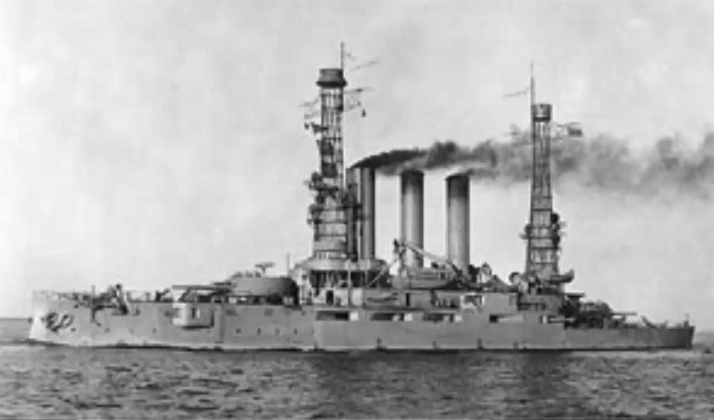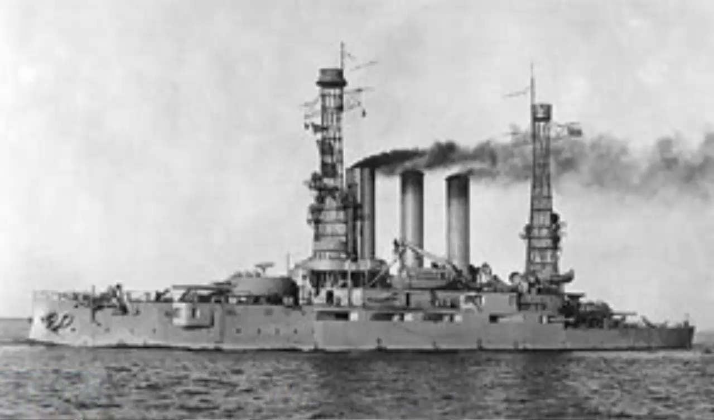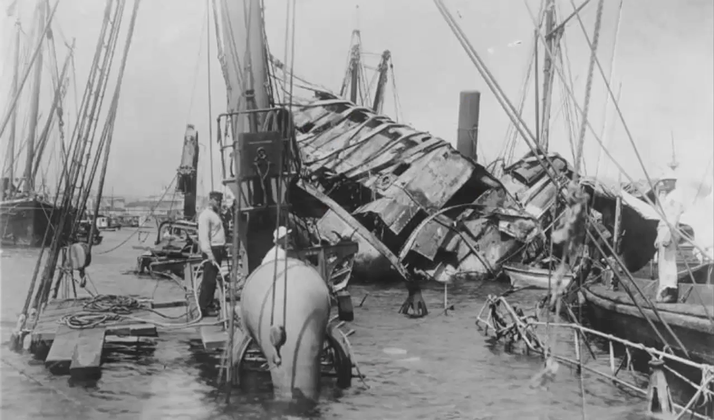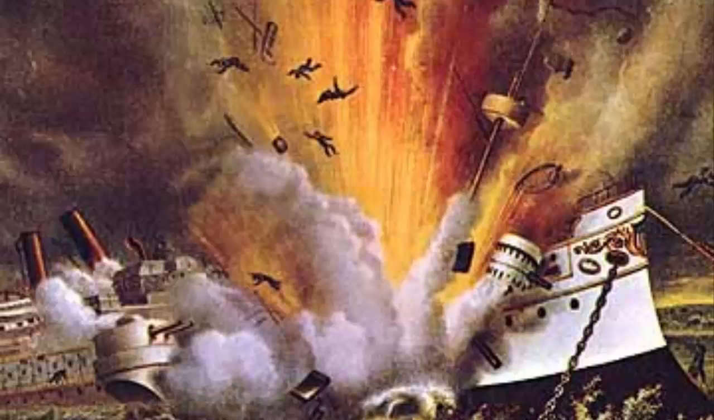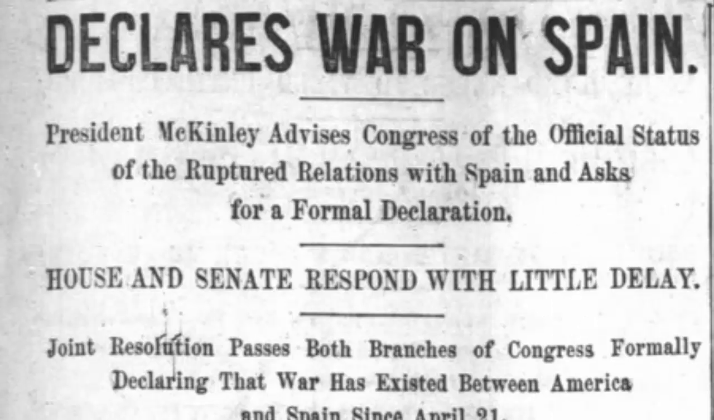Now, shortly after the De Lôme Letter was made public to the American people, the American ship, the USS Maine, exploded off the coast of Cuba, killing 266 people. This ship was there simply to protect American interests. So this ship mysteriously explodes, and with the help of yellow journalism, the Spanish are blamed for the death of these 266 people. Shortly afterwards, the United States declares war on Spain on April 11th, 1898.